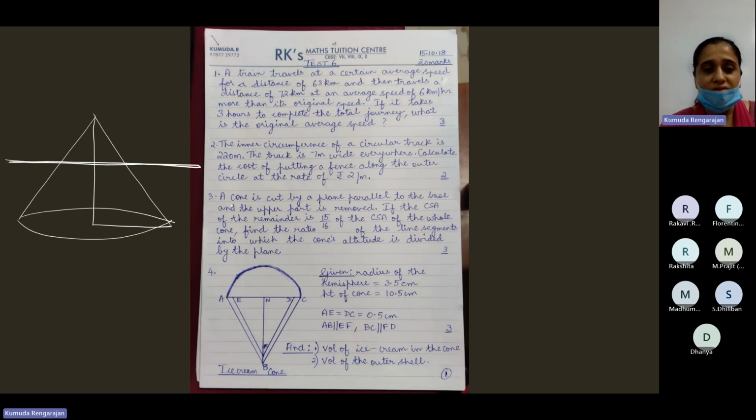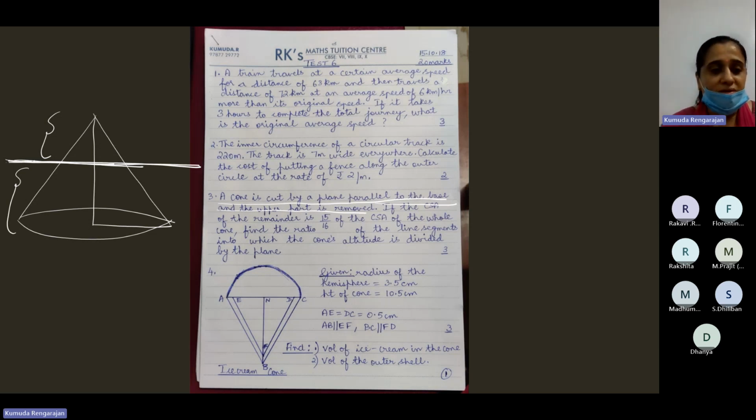Now, a cone is cut by a plane parallel to the base. This is the cutting plane, and this plane goes parallel to the base, and the upper part is removed. So this one is removed. The upper part is a small cone that's removed. Now this remaining part is called the frustum of a cone.